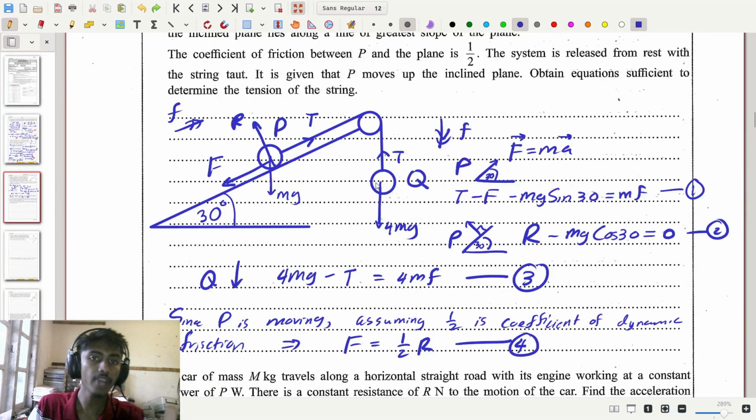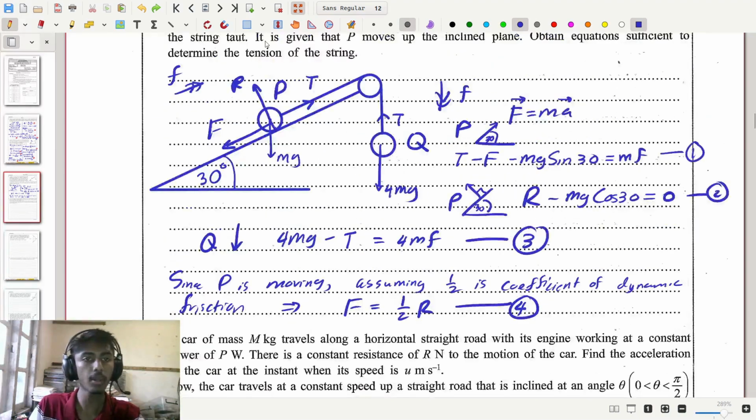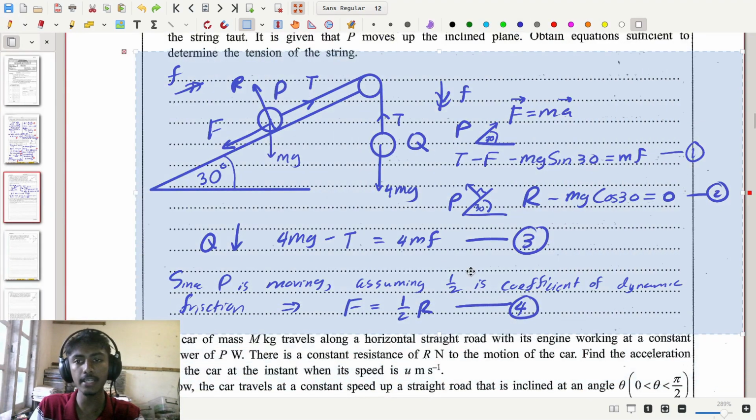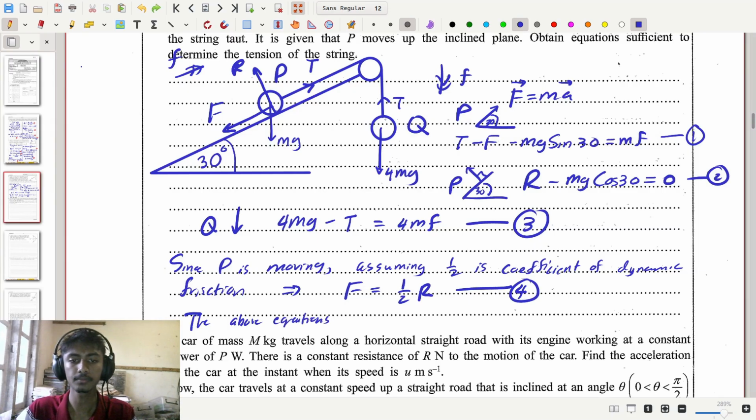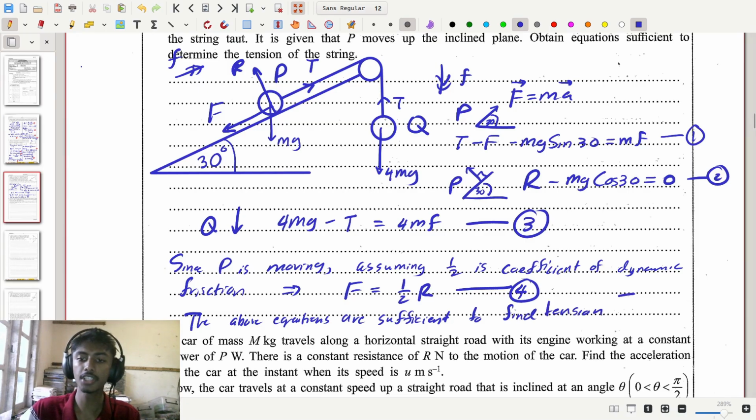With this, we are actually done with the question. Now, lastly, I would like to write a little line here. I would like to write that the above equations are sufficient to find tension T. And with that, we can end this question.